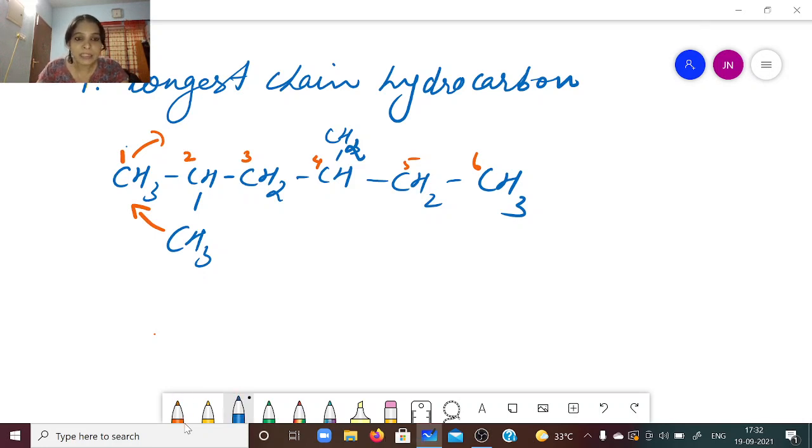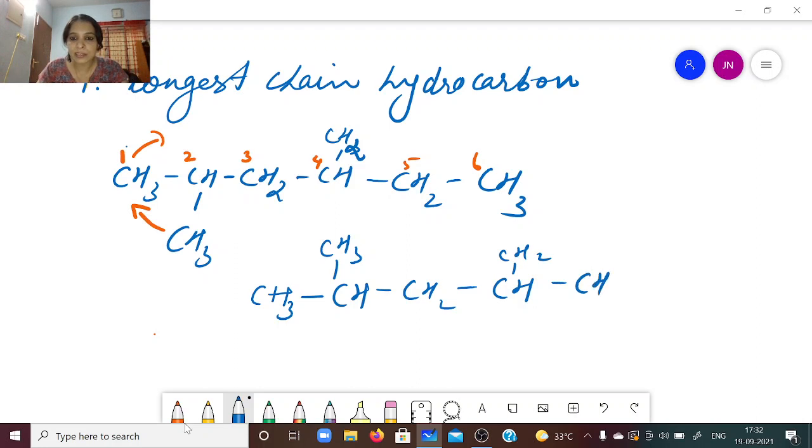Now, what will you get? I will get such a compound: CH3, CH, and on this CH, this one is attached. CH3 and CH2, again the same thing: CH2, CH2, CH2 and CH3. Here again I can count: this is 1, this is 2, this is 3, this is 4, this is 5, and this is 6. So you can see that both are the same compound.